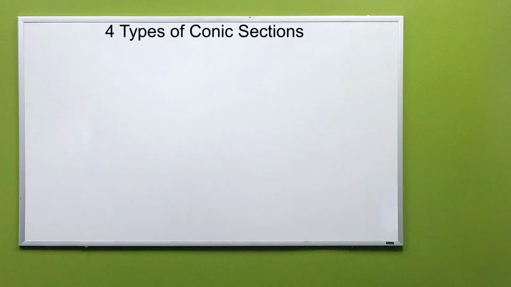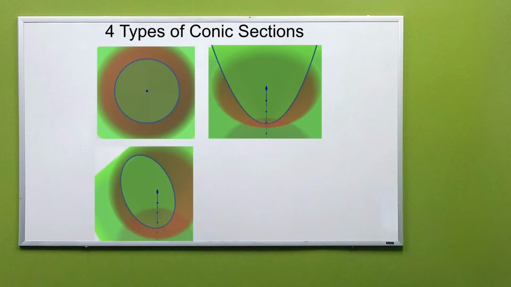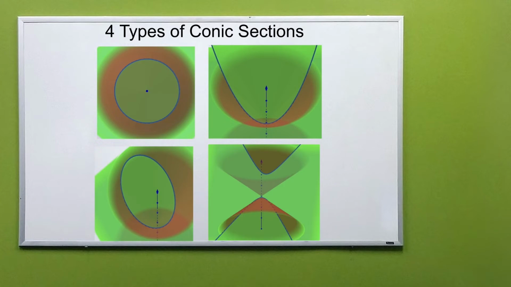Again, what are the four types of conic sections? Circle, parabola, ellipse, and hyperbola. Great! These are called conic sections because these are formed by the intersection of a plane and a cone. Conic, as these are made out of a right circular cone, and section, as these are the sections or the pieces of a cone.